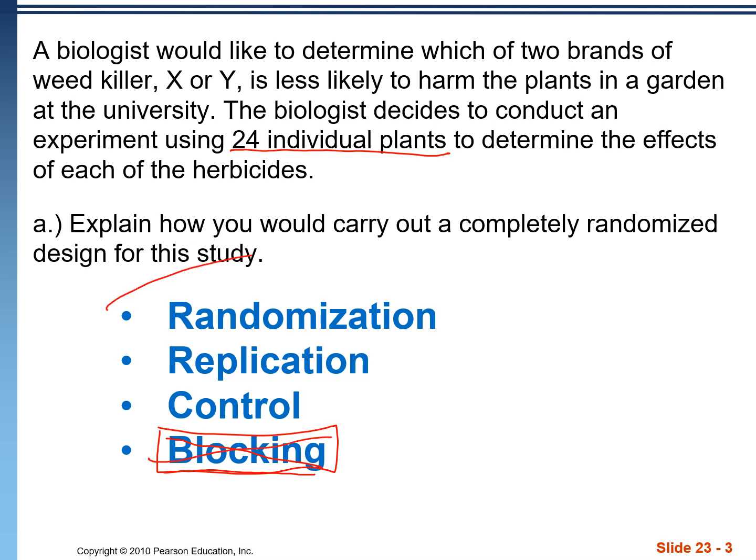The key thing that we can't leave out is randomization. We always have to explain pretty thoroughly how we're assigning our treatments to the subjects. Replication is just another word for repetition. We're going to do each weed killer on 12 plants. And control means eliminating external sources of variation, or really controlling them to the best that we can. So the only difference in one group of 12 plants and the other group of 12 plants is the type of weed killer that they receive.